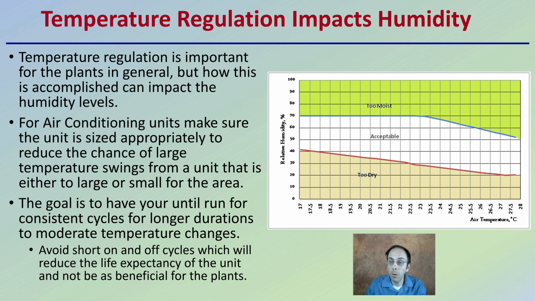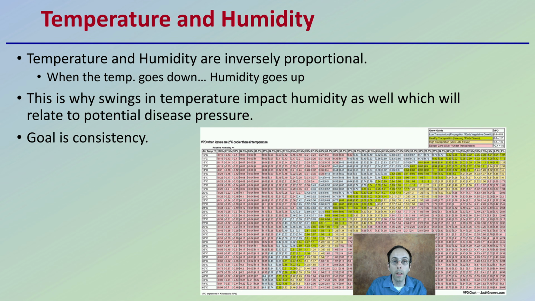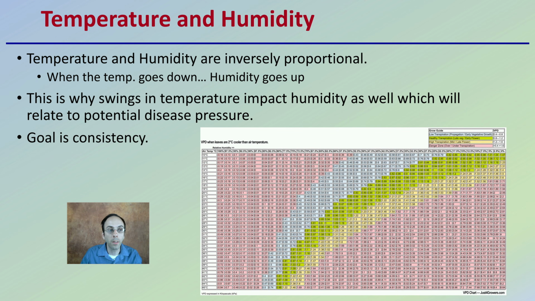And here we're seeing when we take our air temperature and decrease it, going from 28 degrees Celsius to 24, just that change in temperature can also impact the humidity. And we see our relative humidity acceptable range here changing with the temperatures. Now, with temperature and humidity, we're looking at the vapor pressure deficit here. Temperature and humidity are inversely proportional. When the temperature goes down, the humidity is on the increase. This is why swings in temperature impact humidity as well, which will relate to potential disease pressures.